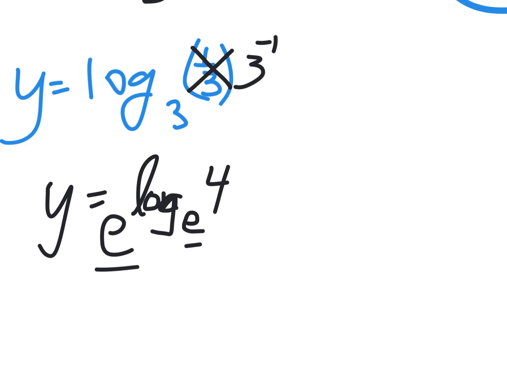What if you see a log that doesn't have a base? What base is that? So, for example, if I had 10 to the log 4, you've got to go, oh, that log has no base. So, therefore, it's all about the base. And what's that? Base 10, and therefore, what's the answer? 4. Okay, good.